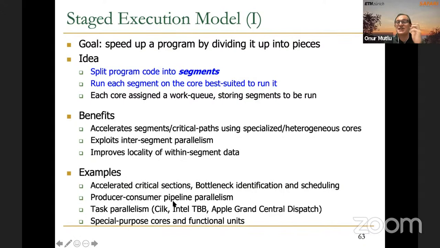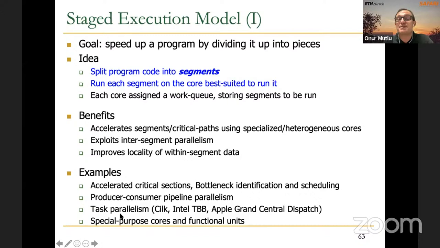And there are many different task-level parallelism models that have been proposed in academia as well as implemented by industry. In the early times, Intel Threading Building Blocks, for example, Apple had Grand Central Dispatch. Special purpose cores and functional units are also examples of this.